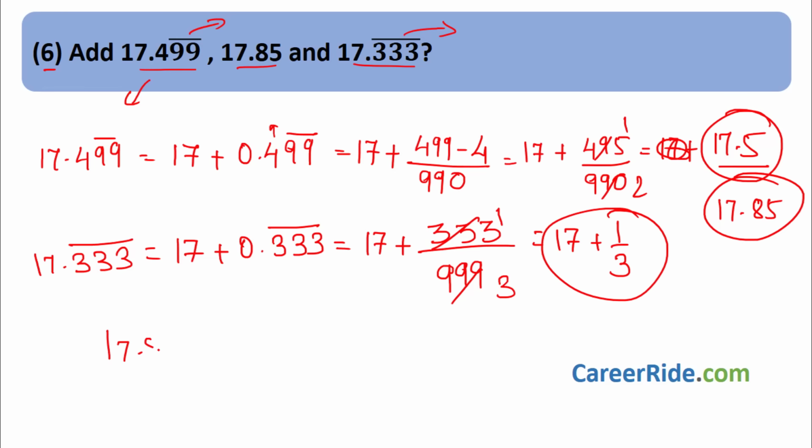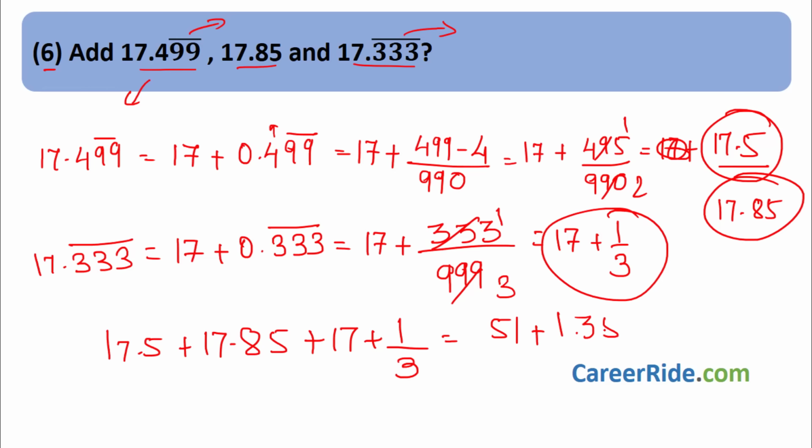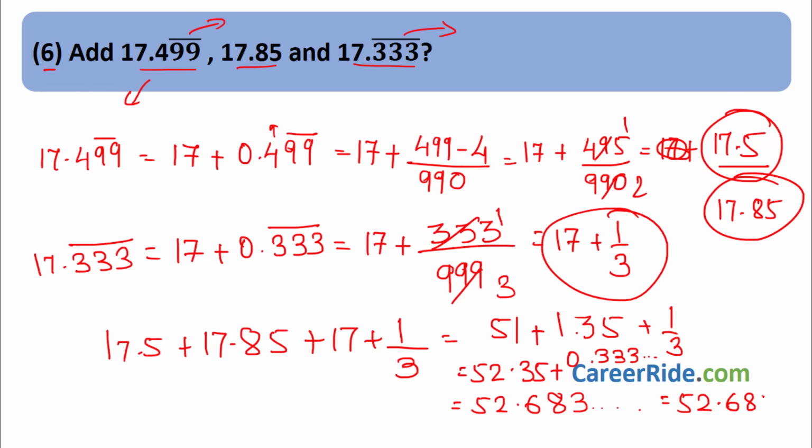Let us add, what we will get? 17.5 plus 17.85 plus 17 plus 1 by 3, right. That would be 17 plus 17 plus 17 is 51, plus 0.5 and 0.85 is 1.35, right, plus 1 by 3, that would be 52.35, plus what is 1 by 3? 0.333 continuously, right, that would be 52.3 plus 3 is 6, 5 plus 3 is 8, 3 continuously, that can be written as 52.683 bar, okay. So this is the answer.